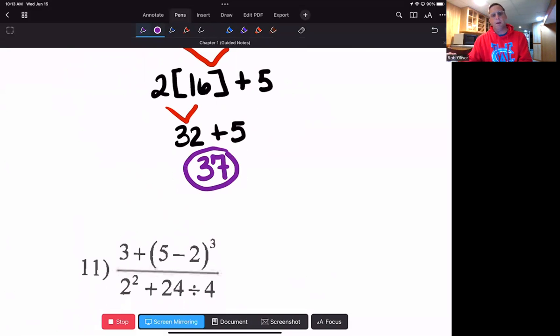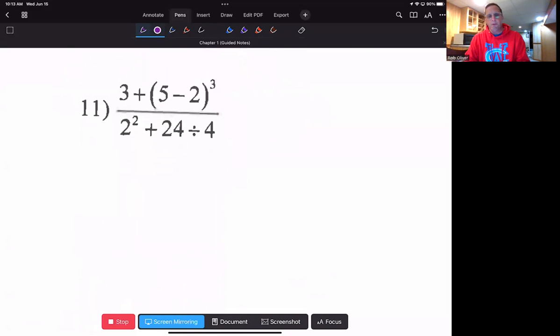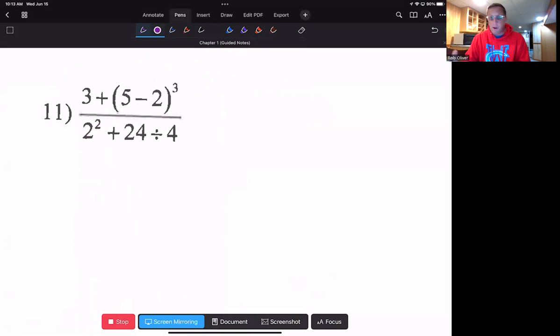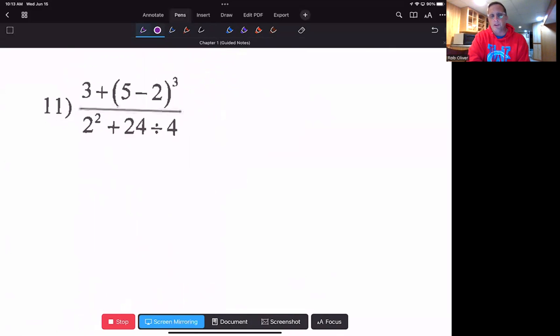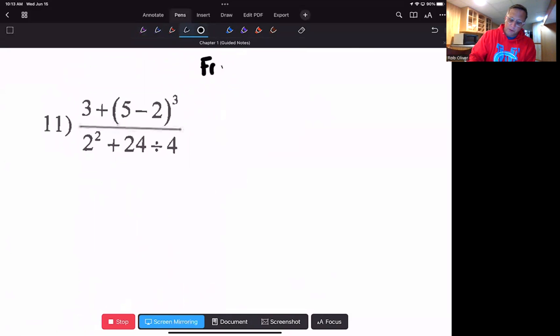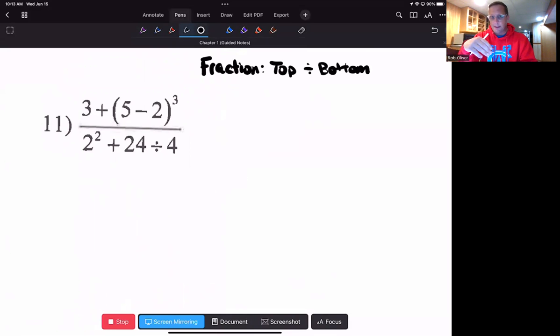And we're good. Okay. On number 11, for that example here, and you're going to see these from time to time, this is written in ratio form, a fraction essentially. And it's good to know that a fraction represents division, right? Fractions, in their simplest explanation, a fraction means top divided by the bottom. The numerator divided by the denominator. That's where you're going to divide.